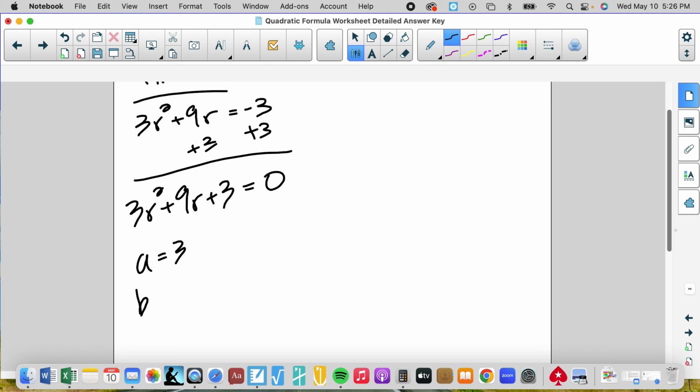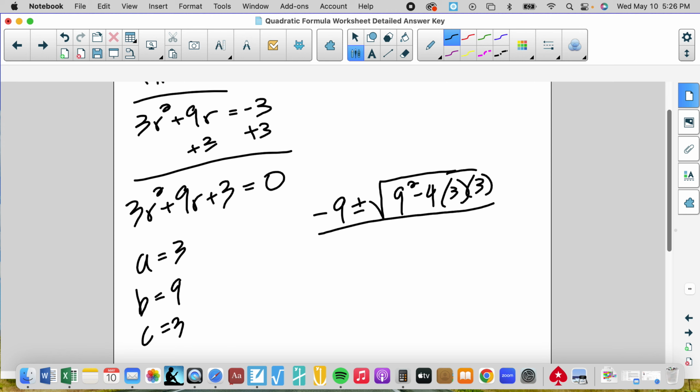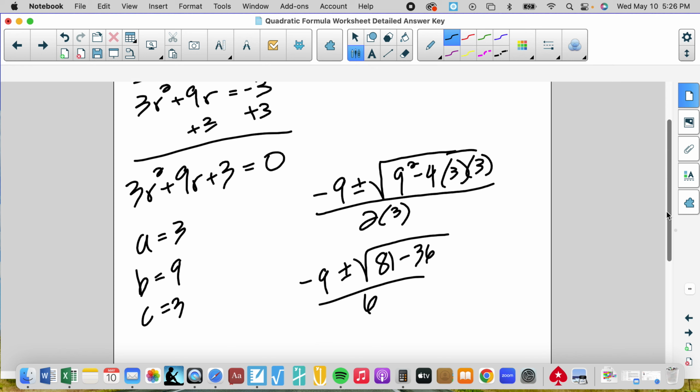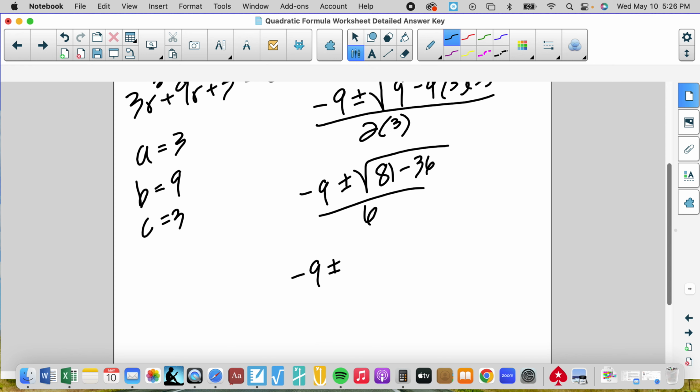So my A is 3, my B is 9, and my C is 3. Opposite of B, plus or minus square root of B squared minus 4 times A times C, all over 2 times A. Negative 9 plus or minus square root of 81 minus, what's that, 9 times 4 is 36, all over 6. Negative 9 plus or minus the square root of 81 minus 36, which gives you 45, over 6.